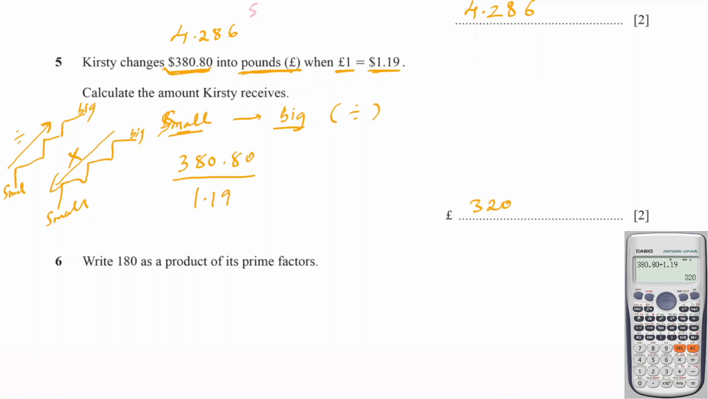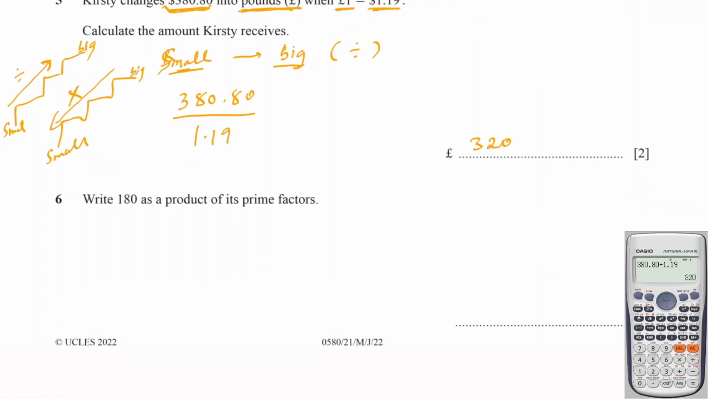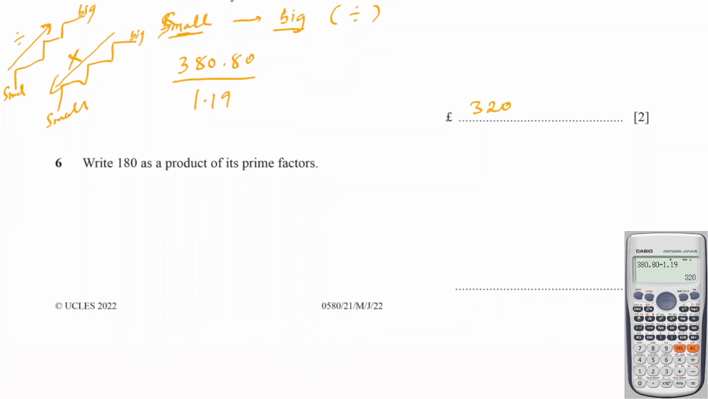And this case can go exactly opposite. It means that we can multiply when we have to convert from a bigger unit to a smaller unit.